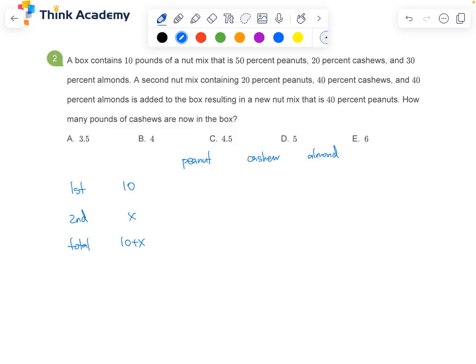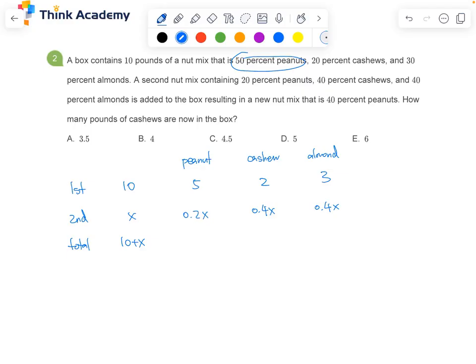Okay, so how many peanuts are there in the first box? We can see that because it's 50%, I know that it would be 5. And about cashew, it would be 2. And for almond, well, it would be 3. And also for the percentage for the second box, I can see that the peanut would be 0.2x, cashew would be 0.4x, and almond would be 0.4x as well.